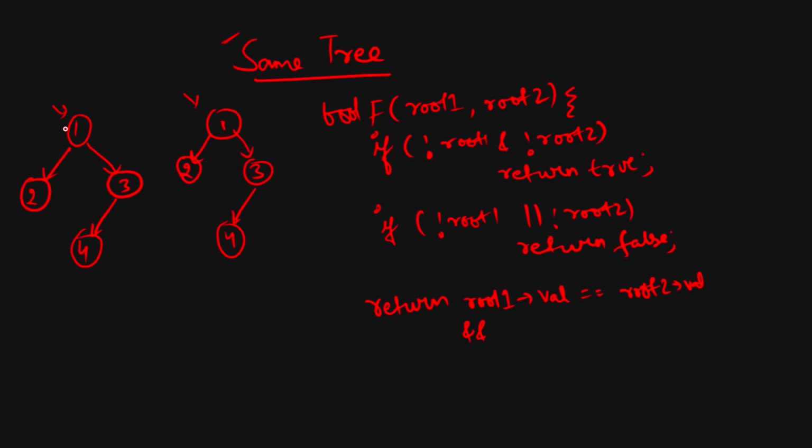So for that, I am saying this node is the same. Now I have to check its left subtree and also its right subtree. So I will do it recursively. Now my input is smaller. Now I have to check for this and for this. So now let's see how I am going to solve this. I will again call this function, passing root 1 left and root 2 left.